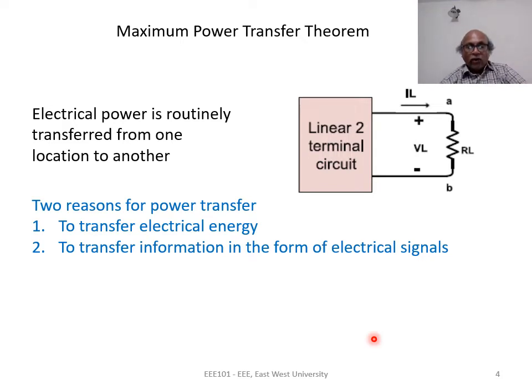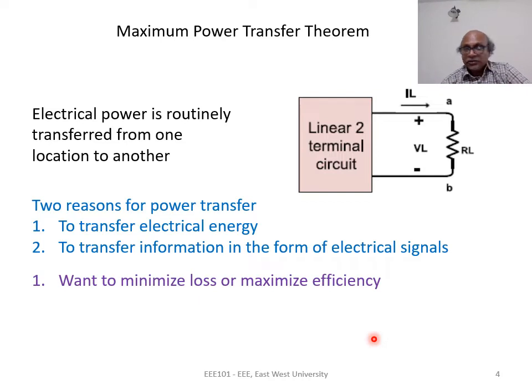Okay, so what is the objective that we should look for when we transfer electrical energy or when we transfer information? When we transfer electrical energy, we want to utilize as much energy as possible of what we have produced. So we can say that we want to minimize the loss of electrical energy during the transfer process. Minimizing the loss means maximizing the efficiency. So when transferring electrical energy, our guiding principle is to minimize loss or to maximize efficiency.